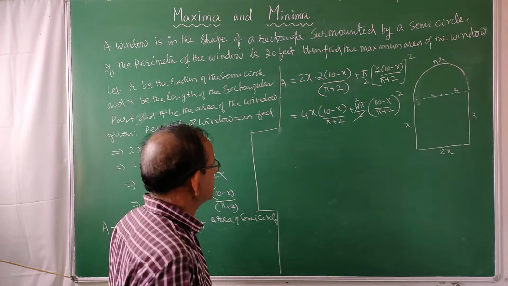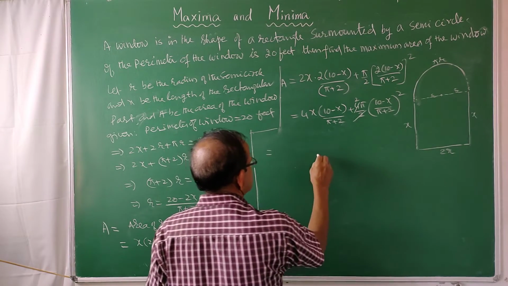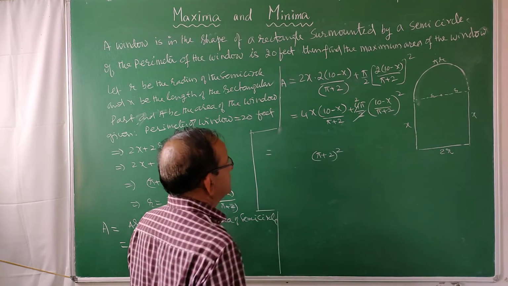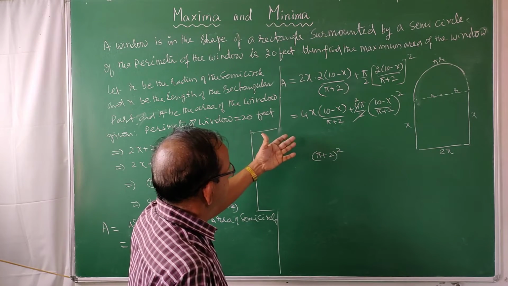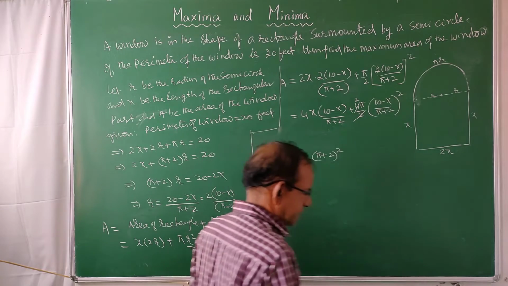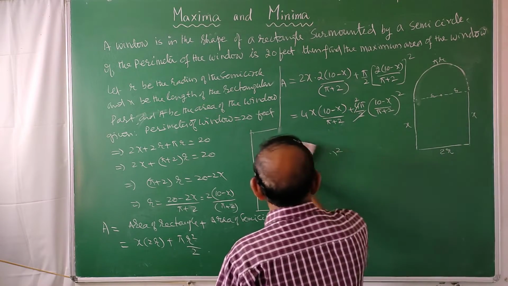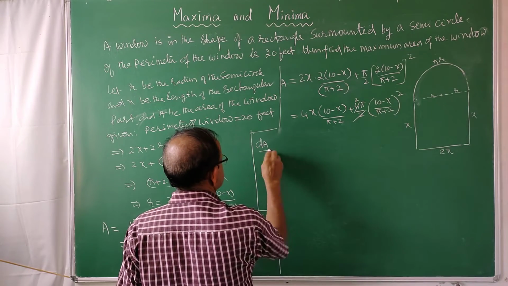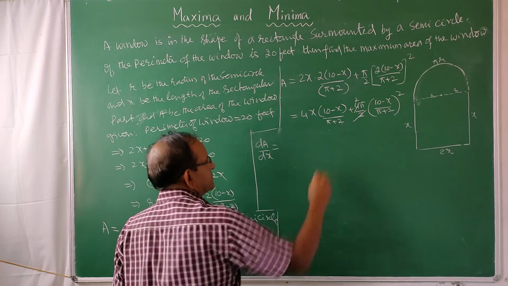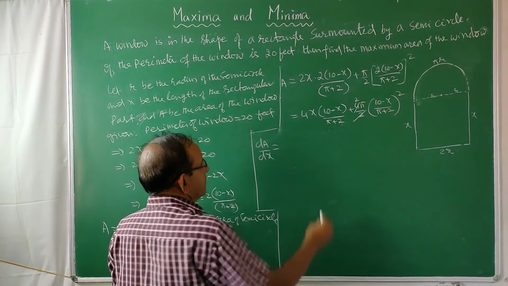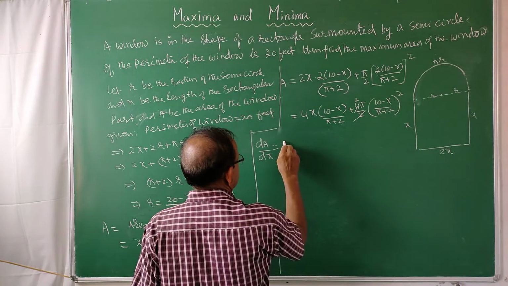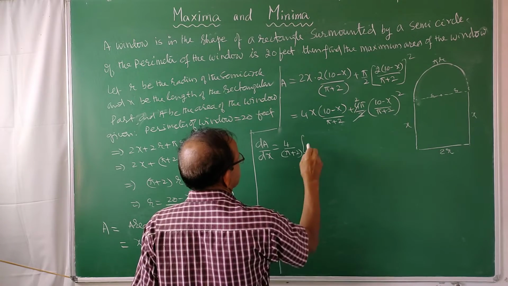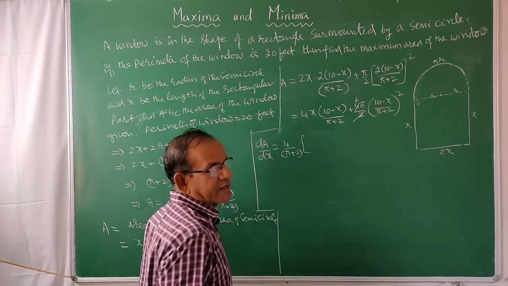Then (pi plus 2) whole square is LCM, or else you can differentiate it separately also. Let us differentiate separately instead of taking LCM. This is A value. Find out dA by dx, because variable is x now. 4 by (pi plus 2) is common, that is constant. This is 10x minus x square.